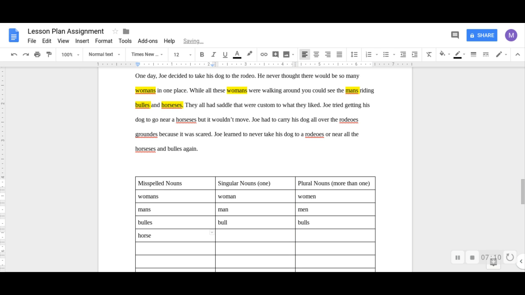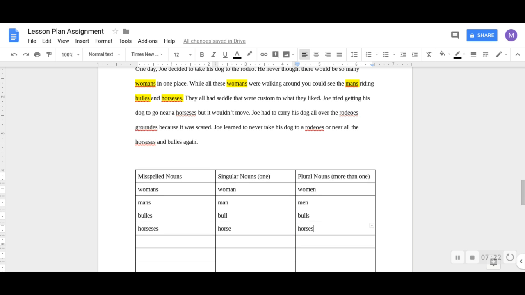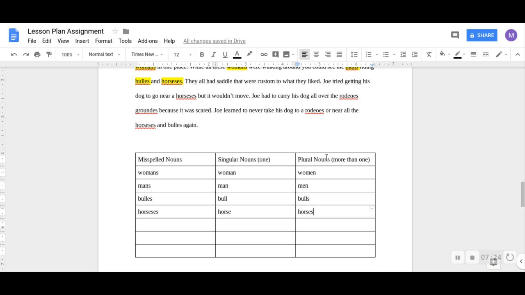Horses is the same way. We're just going to add an S to it. There are some occasions where you will have to change the whole ending, like children, we put an REN, and babies, we drop the Y and we add an IES. It is all just depending on the word, and it's kind of a pattern that you have to learn over time. So we're going to keep going with this, and then we have some below we're going to work on.